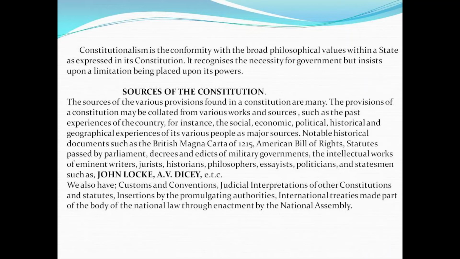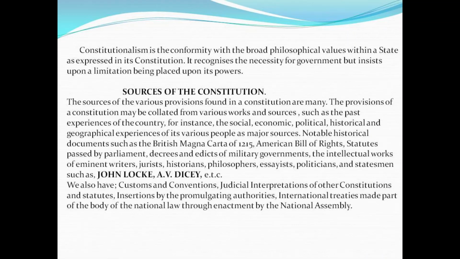Now, what is constitutionalism? This is the conformity with the broad philosophical values within a state as expressed in its constitution. Simply put, what you just need to know about constitutionalism is that it is the strict adherence to the constitution. It recognizes the necessity for government, but insists upon a limitation being placed upon its powers. The constitution is in place already, but you need something that gives the people the strict adherence to the rulings of the constitution. That is what constitutionalism is all about.